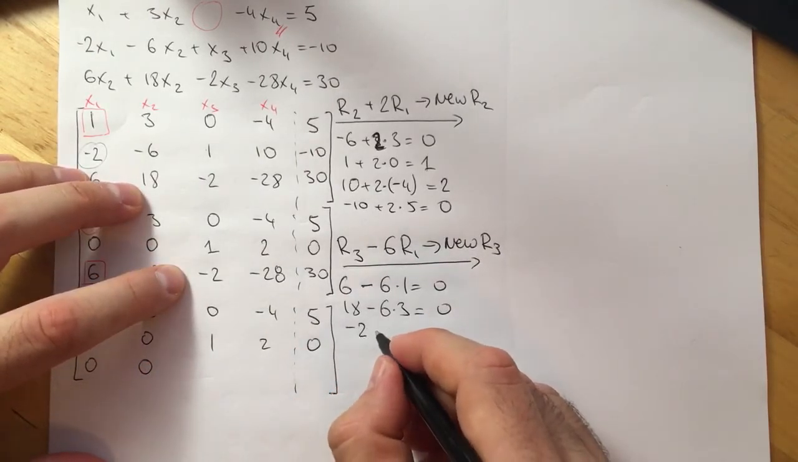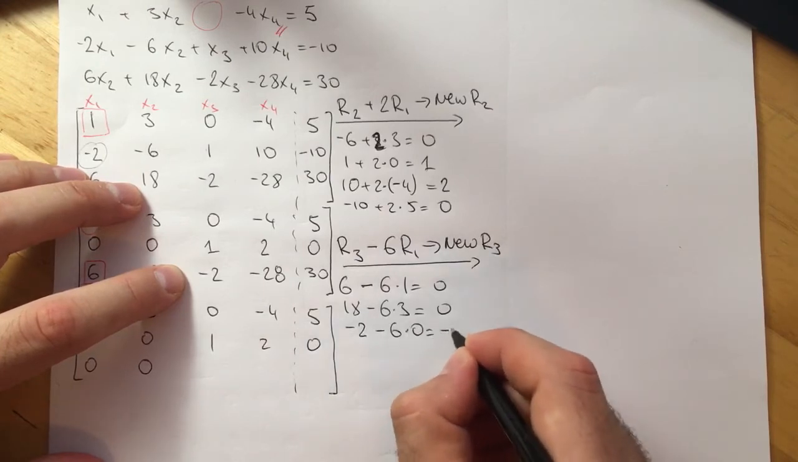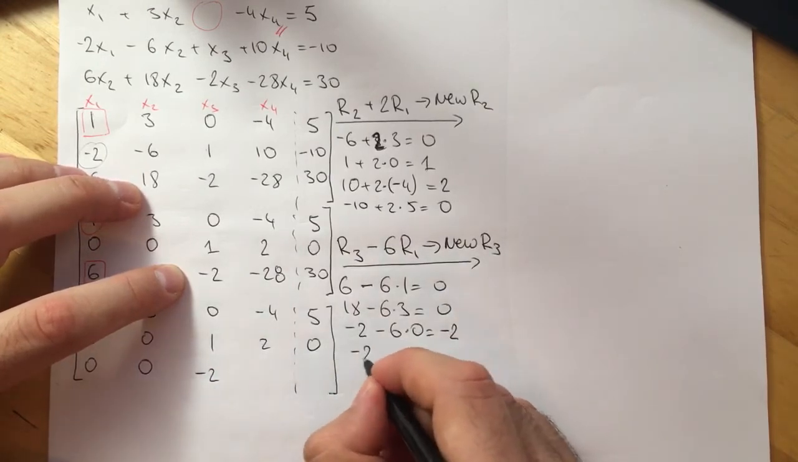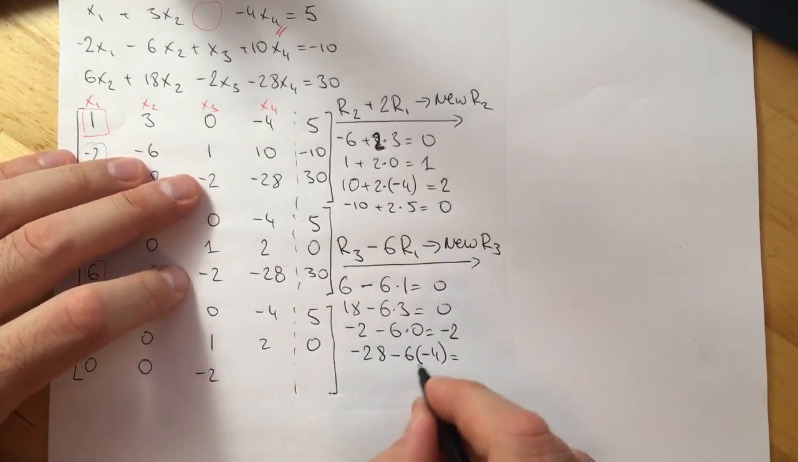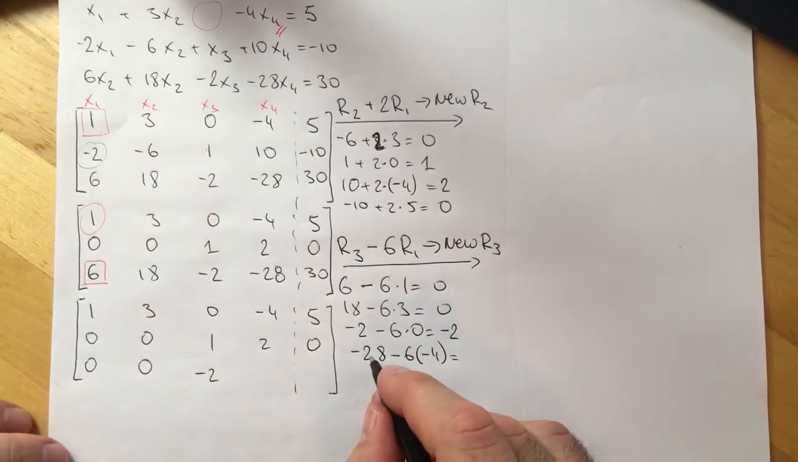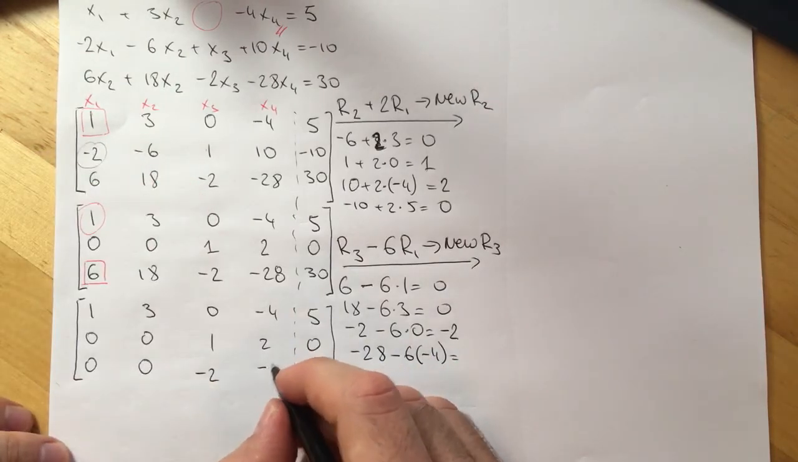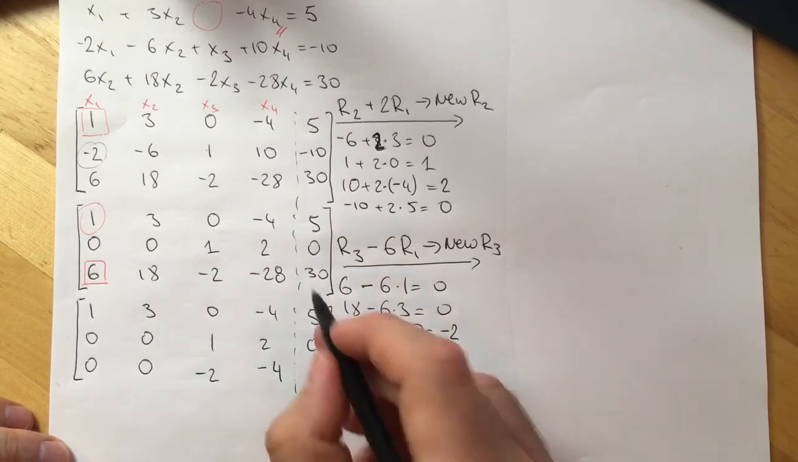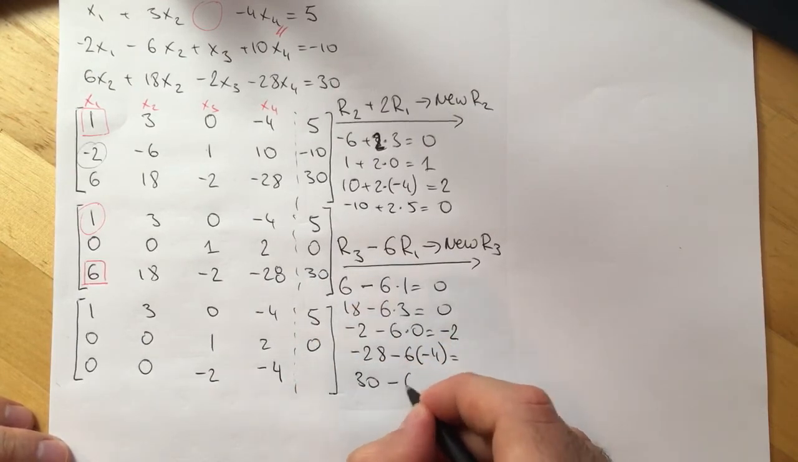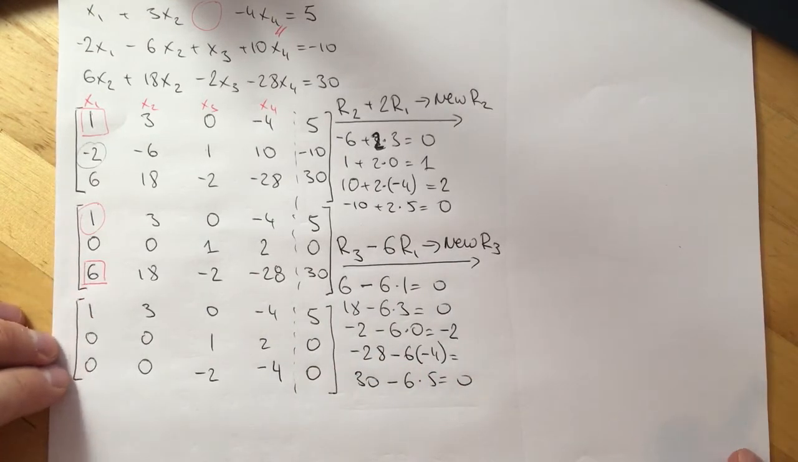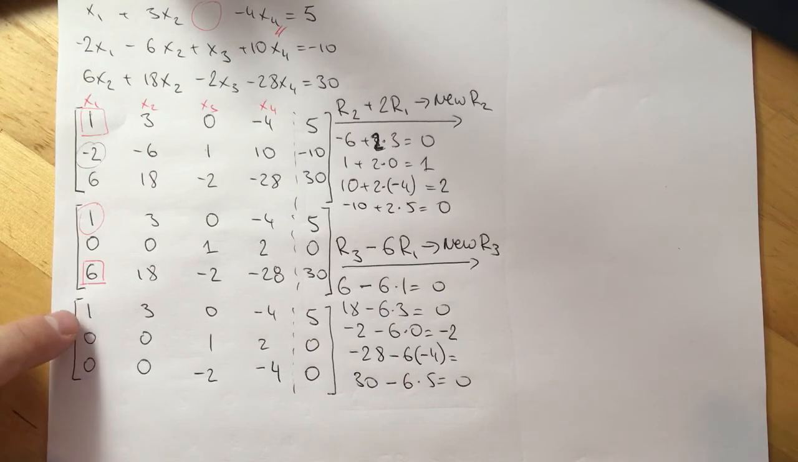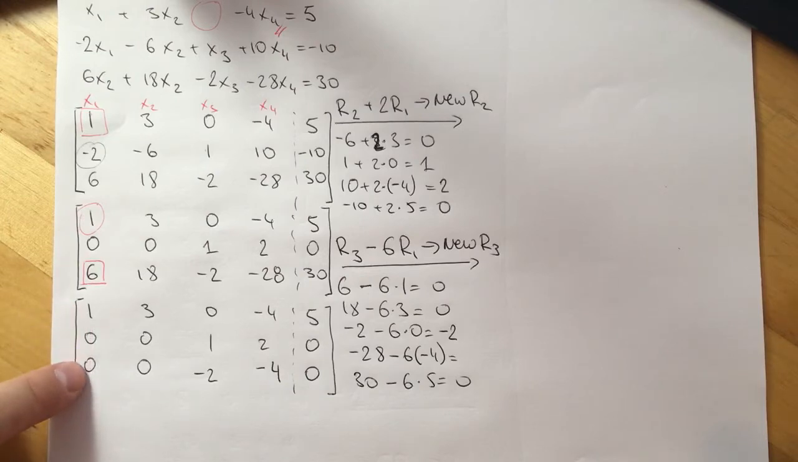Negative 2 minus 6 times 0 is negative 2. Negative 28 minus 6 times negative 4, this is 24, so 24 minus 28 is negative 4. And then 30 minus 6 times 5, that's 0. Okay? I'm done with the first row because I have obtained the leading one and I have eliminated the entries below that one. I've made them 0.